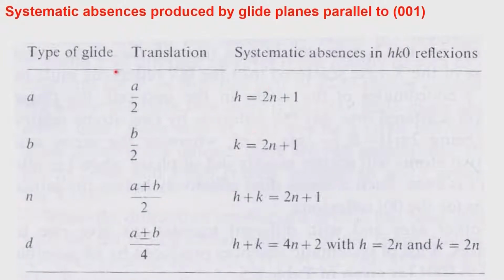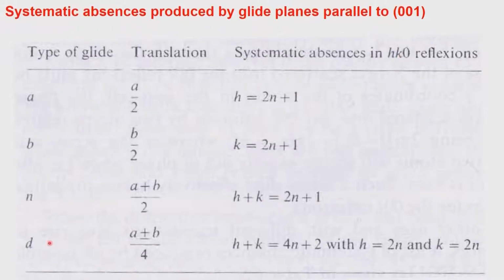But all these systematic absences occur in only projection reflections. Projection reflections associated with these. So, in this case, for example, it is hk0. In this particular case, what would be the thing I want you to find out? It will be hk0, but this time k equals 2n plus 1. So, the systematic absences are all in hk0 reflections. In the case of A glide it is h odd, in the case of B glide it is k odd, in the case of the N glide it is h plus k odd.